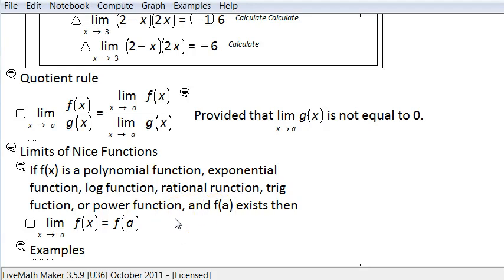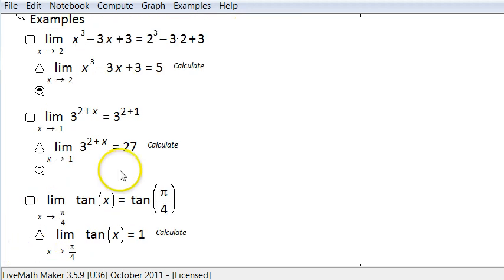So if you've got nice functions, it's pretty easy to take the limits. Here's 3 examples. Here's a polynomial function, x cubed minus 3x plus 3, and I want to take the limit as x goes to 2. Well, I do that by just plugging the 2 in. Essentially, all those properties that we had before tell us that this is the way it's going to work. You get 2 cubed minus 3 times 2 plus 3, which is equal to 5. So the limit here is 5.